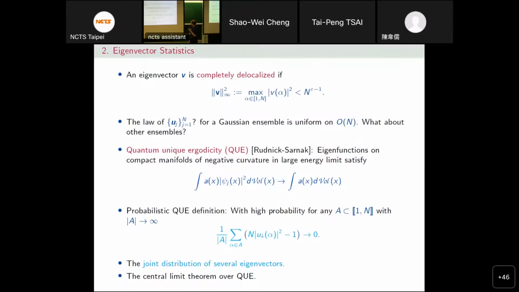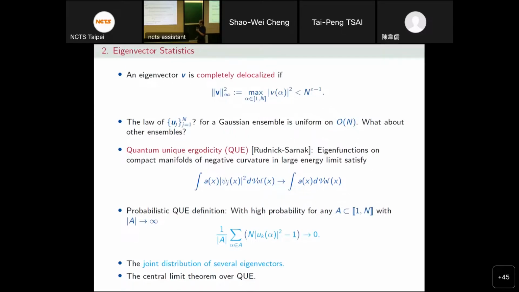If this goes to 0, then you say the eigenvector is completely flat, as long as, of course, a, the number of sites, has to be large. And you say the eigenvector satisfies the probabilistic QUE. This means the eigenvector is completely flat in the sense that if you average over enough sites, it becomes completely flat. This is called probabilistic QUE. You can see that these two statements are the same because this volume form becomes the summation divided by a, and this test function is just the indicator.